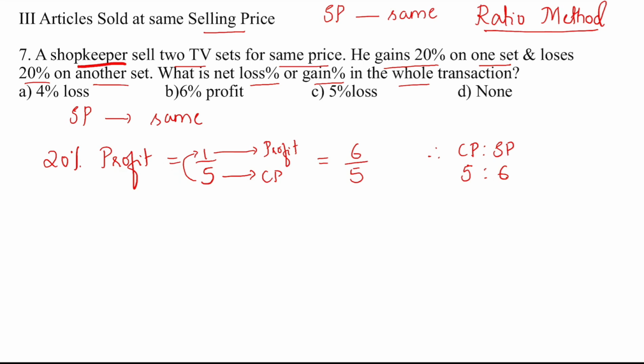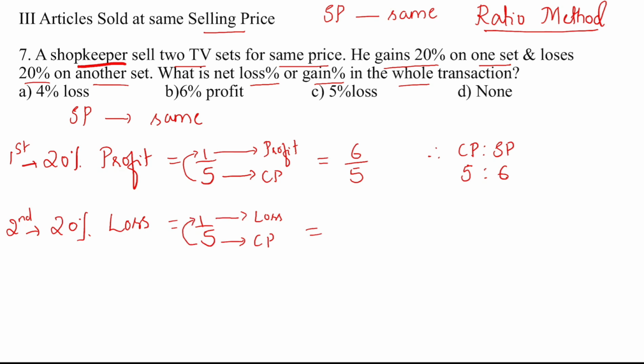Now this was for the first set. For the second set he is making 20% loss. So 20% loss means what? 20% is 1/5. So if 5 parts is the cost price, 1 part loss he is making. That means in 5 parts, 1 part is loss, so it will be 5 minus 1, which is 4/5. That means if cost price is 5 parts, selling price is 4 parts.